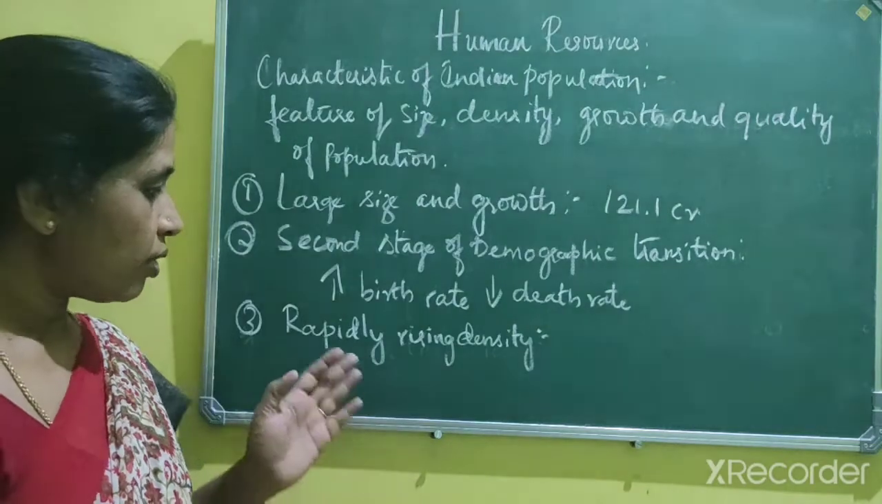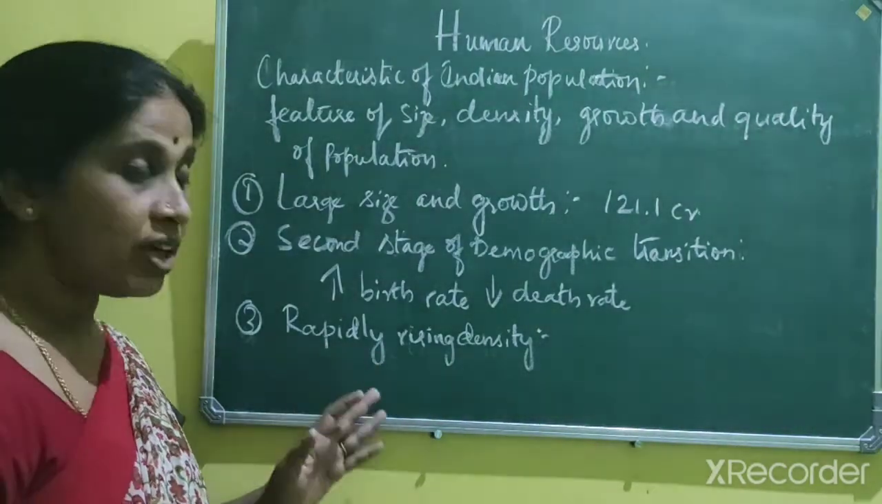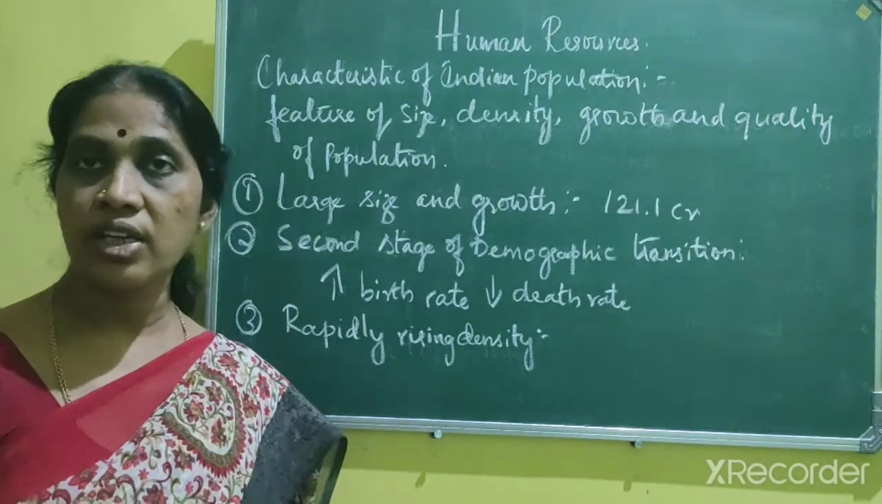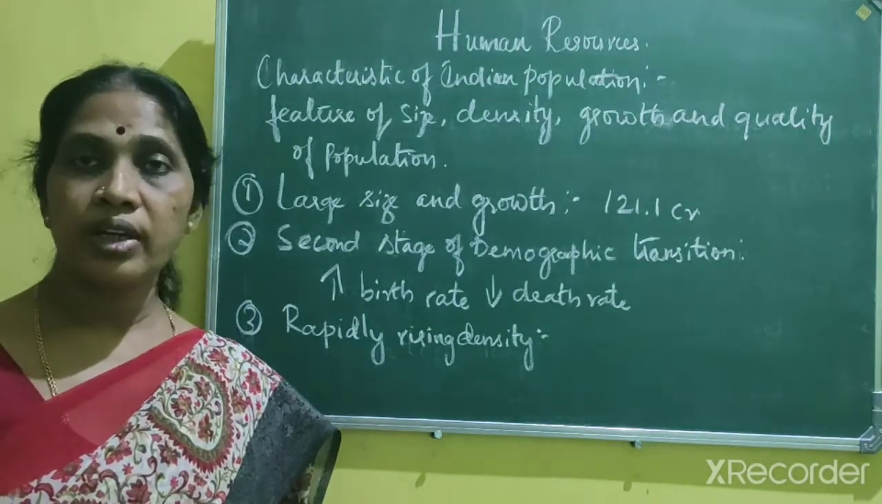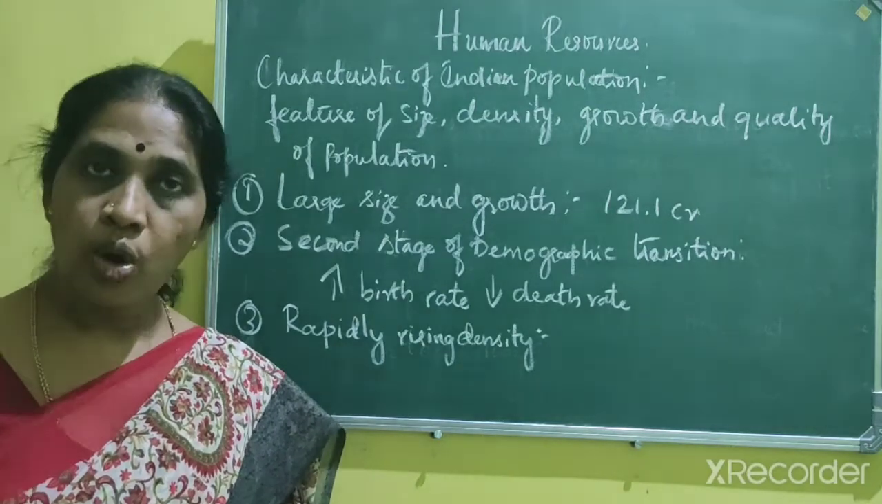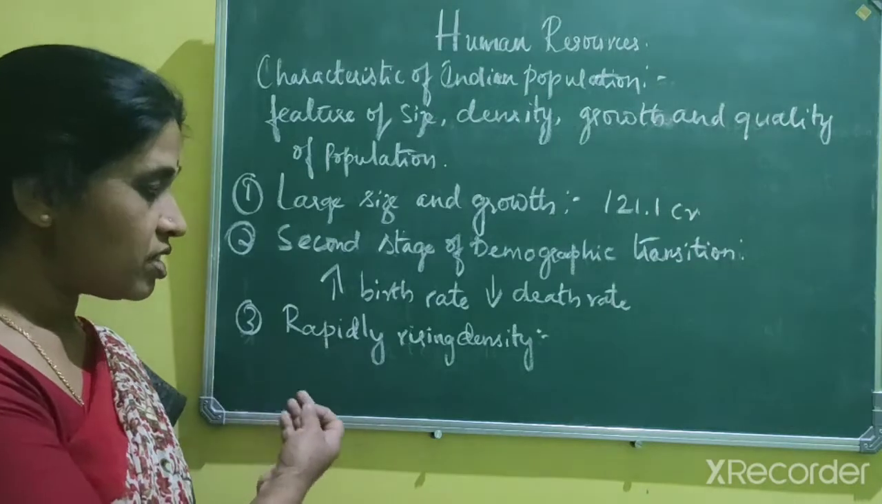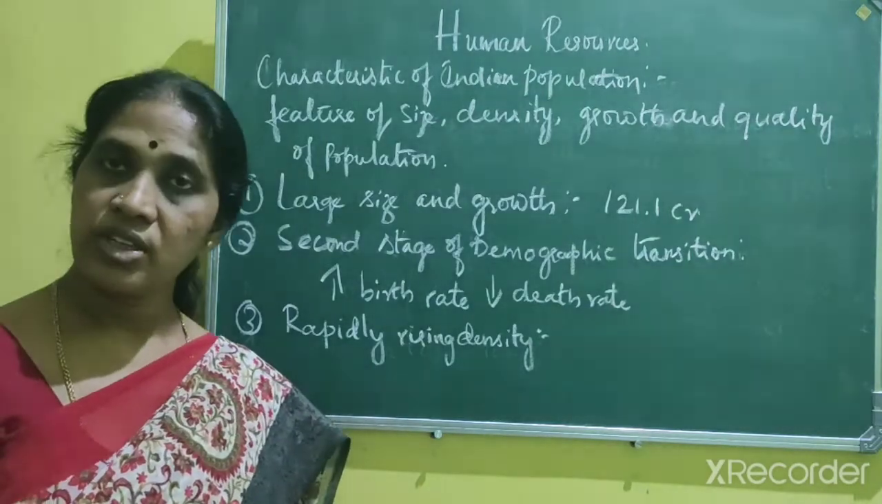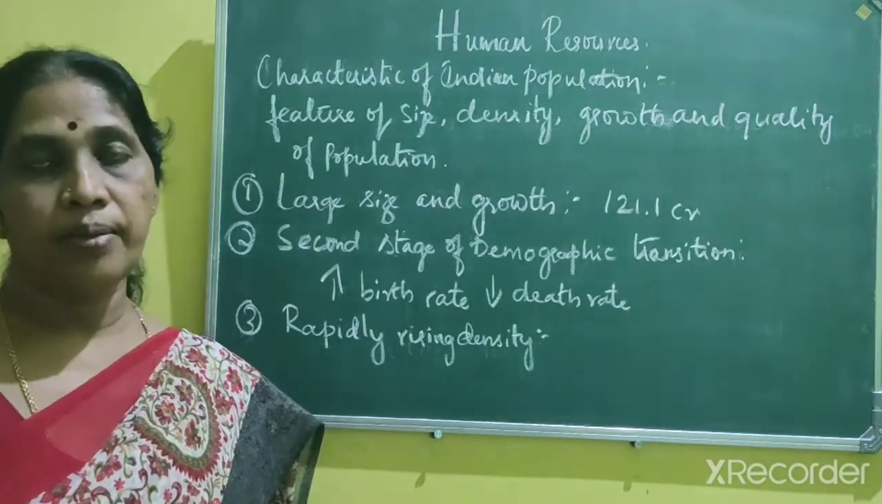So here what I want to say is that the density of population of India is very high, 382 persons per square kilometer. For a country like India, with low capital and technology, it is very difficult to withstand this rapidly rising density. So it is a heavy burden for a country like India.